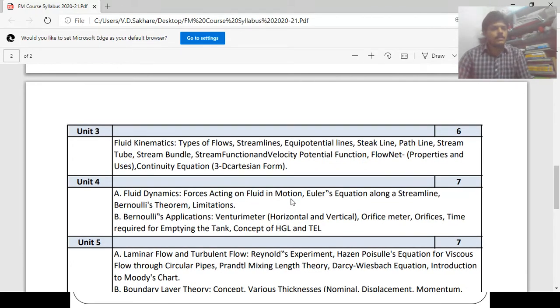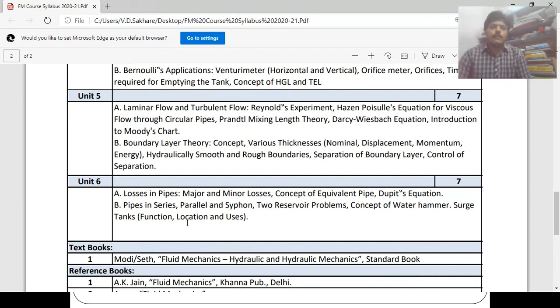Third topic is about fluid kinematics. Fourth topic deals with fluid dynamics, Bernoulli's theorem and their applications. Fifth topic is related to laminar flow and turbulent flow and the boundary layer theory. Sixth topic is about losses in pipes. These are major losses and minor losses, and also pipes in series and parallel are involved in the sixth topic.